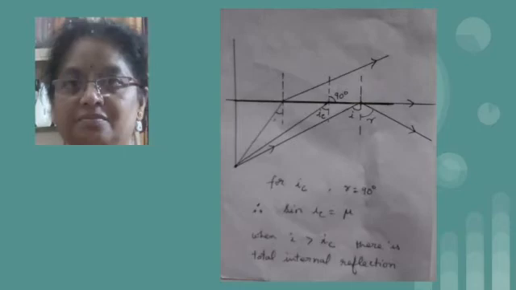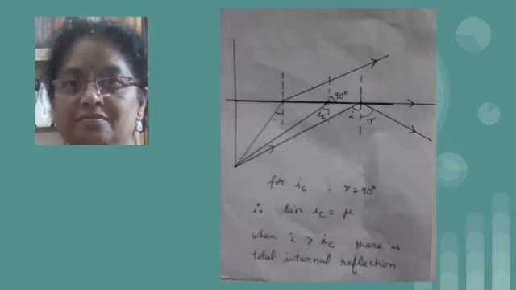If now the ray arrives at the interface with angle of incidence greater than this critical angle, then the refraction is not possible, and then the ray is totally reflected back in the same medium. This is known as total internal reflection.